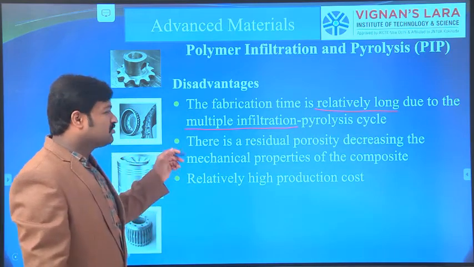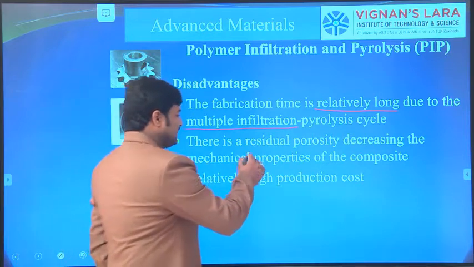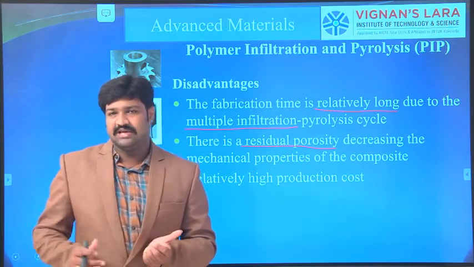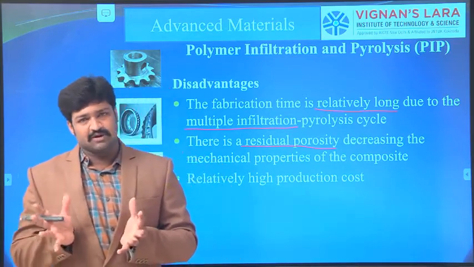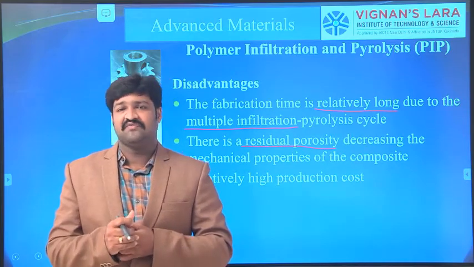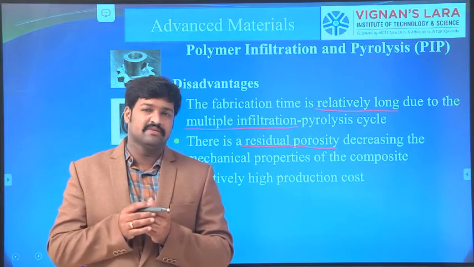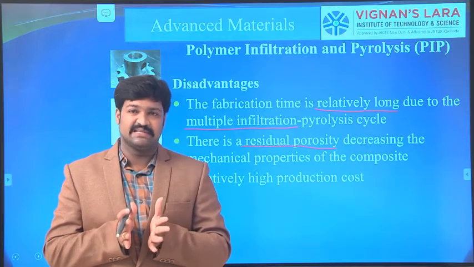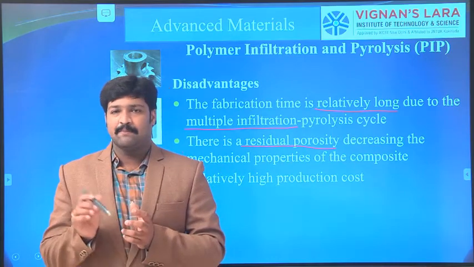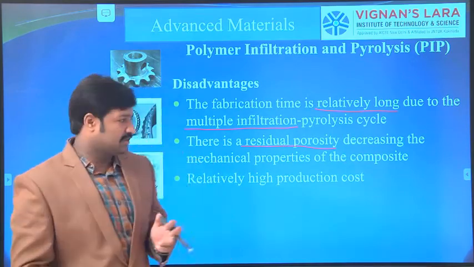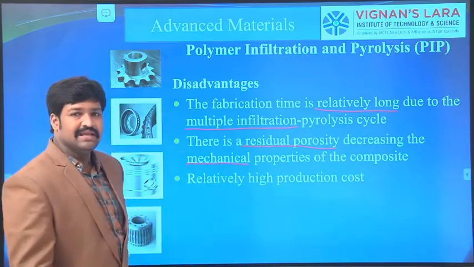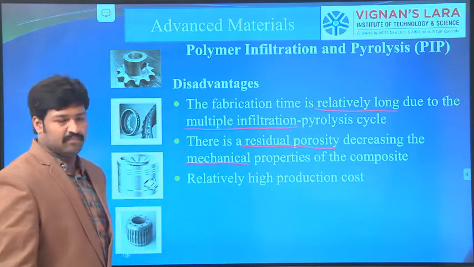Next, there is a residual porosity, decreasing the mechanical properties of the composite. As we know, the preform has a porous nature, meaning spaces, and those spaces are filled by the matrix material. If the matrix material does not completely fill the spaces, then porosity will remain. Some amount of holes will be present in the ceramic compound. Those holes will lead to a decrease in the mechanical properties of the composite.